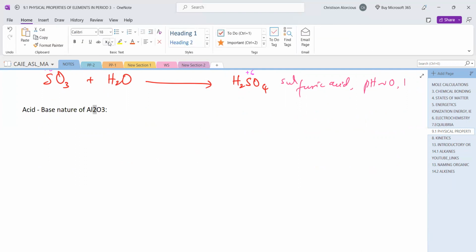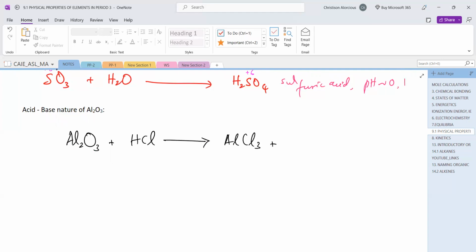So what I can do is take aluminium oxide and react it with a strong acid like hydrochloric acid. That gives me the salt, aluminium chloride, and water. That's a classic neutralization reaction where the aluminium oxide is acting as the base with the hydrochloric acid to produce the salt and water. That shows that this is acting as the base, while the acid is hydrochloric acid.